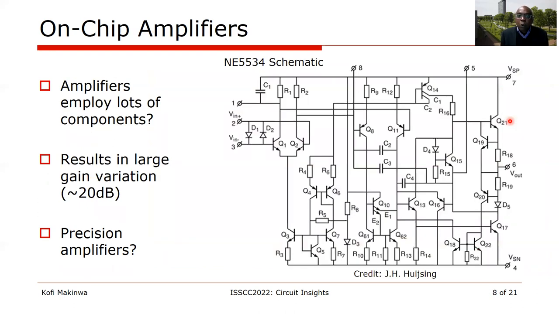To get a good idea of the scope of the challenge, here is a schematic of an op-amp. Pretty standard amplifier. We use it all the time, but most of you have not considered what is actually inside an op-amp. This is, let's say, a first generation or second generation op-amp, the NE5534, which was very familiar to me because it was used in tons of audio power amplifiers, so I saw a lot of them. But you can see it consists of many transistors, many resistors, many capacitors, and as a result of all the variability of the individual components, the gain of this op-amp varies quite a lot. It can spread by 20 dB. So again, how can we make precision amplifiers with this, in the face of this kind of variability?